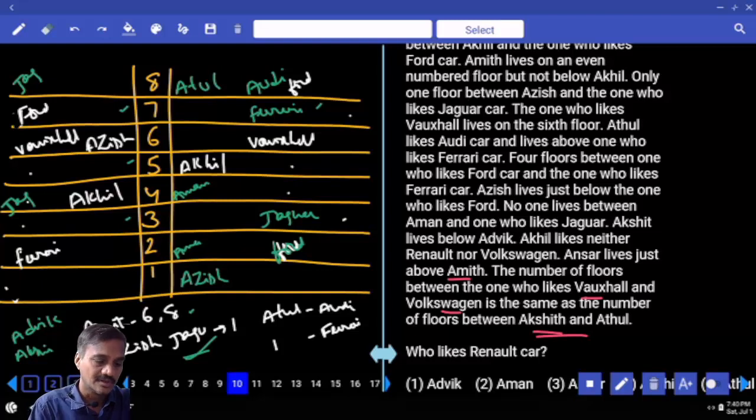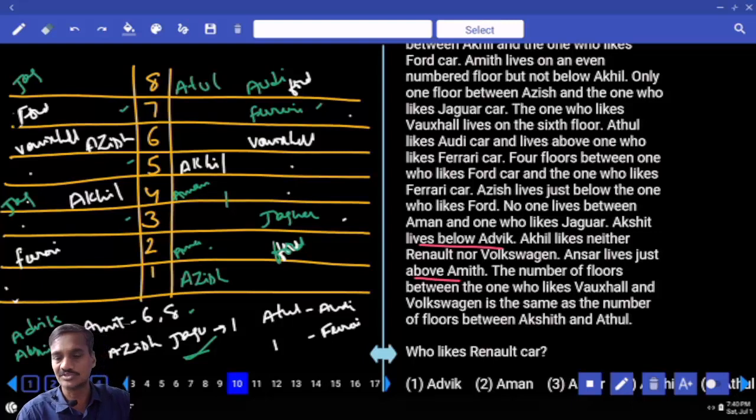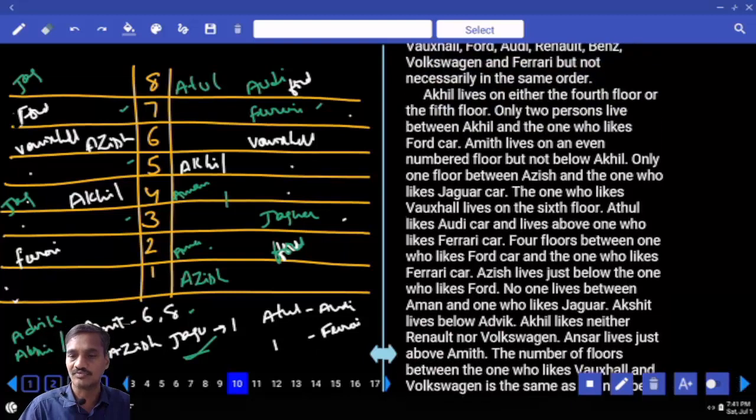Then Advik is above this Akshit, and there are two persons who are adjacent to each other. Akshit lives below Advik. Ansar lives just above Amit. If Amit is here, Ansar and Amit will be like this. Then Ansar lives just above Amit. Four floors between Ford and Ferrari: between Ford and Ferrari, there are four.